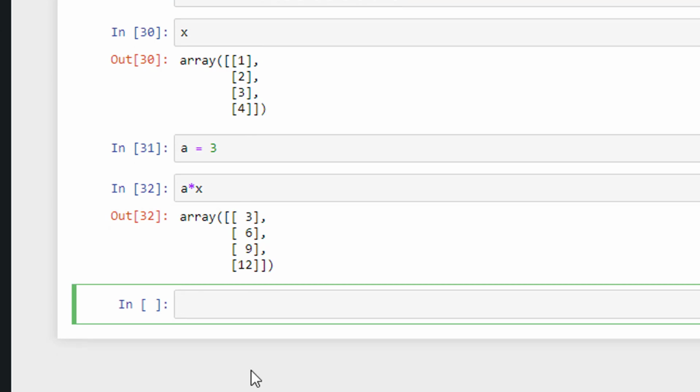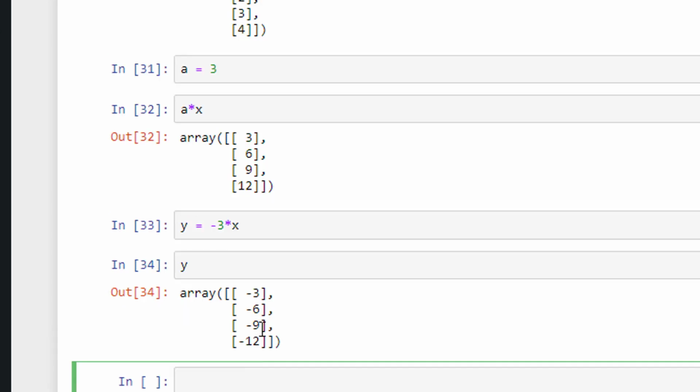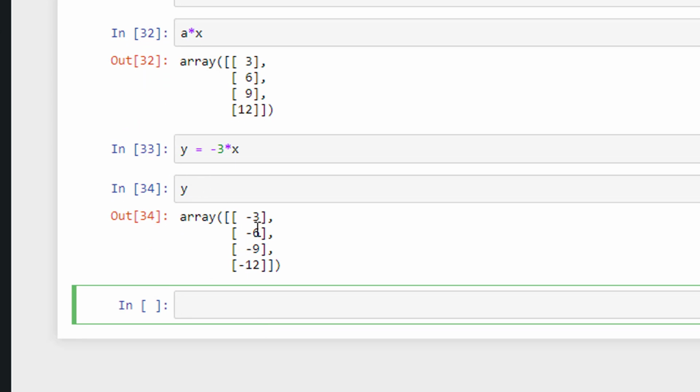And for vector addition, we shall define one more column vector. Let's say y is equal to minus 3 times x. So this is my one more column vector where y is minus 3, minus 6, minus 9 and minus 12. Now if you want to add these two vectors, it's as simple as it is. z is equal to x plus y.